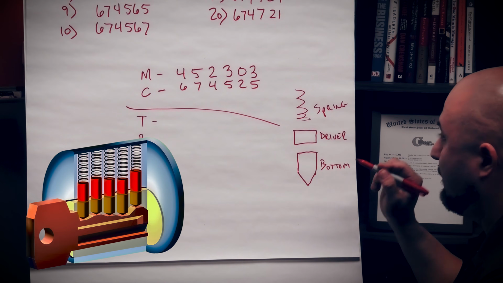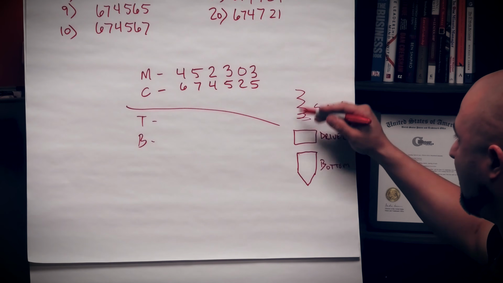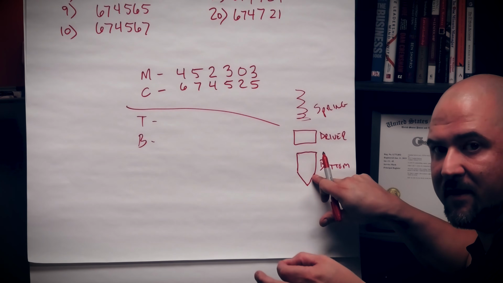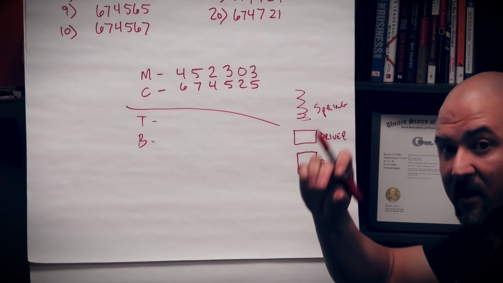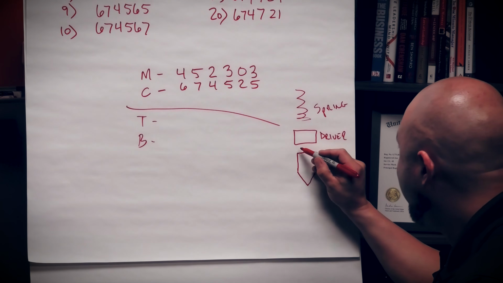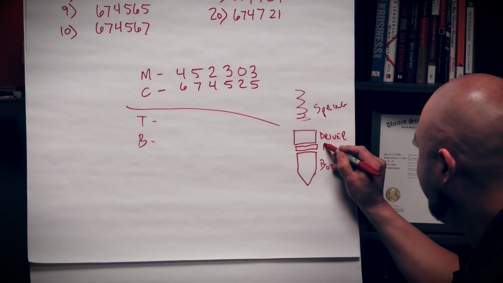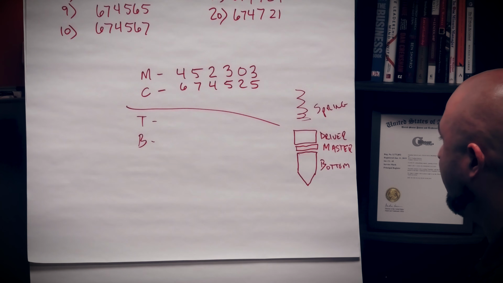So when you're master keying though, you don't deal with just bottom pins. The driver and the spring is always in the cylinder. So you don't just put in a bottom pin that matches the cut in the key when you're master keying. You have to put the bottom pin, then a master pin on top of the bottom pin. And a master pin is flat on both sides and fits in between the driver and the bottom pin, okay?